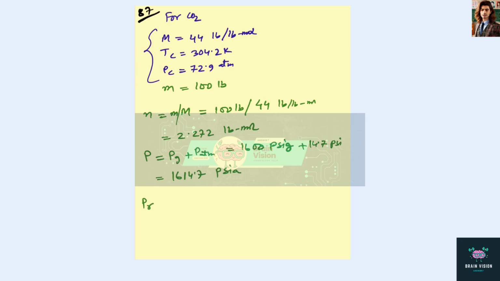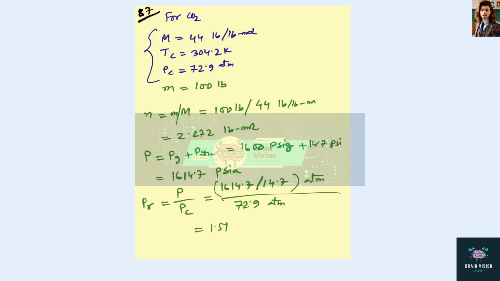Now we can calculate the reduced pressure. The reduced pressure is the given pressure divided by the critical pressure, or 1614.7. Let's convert it to atmospheric pressure. We need to divide it by 14.7, and the critical pressure is 72.9. Therefore we get the reduced pressure is 1.51.